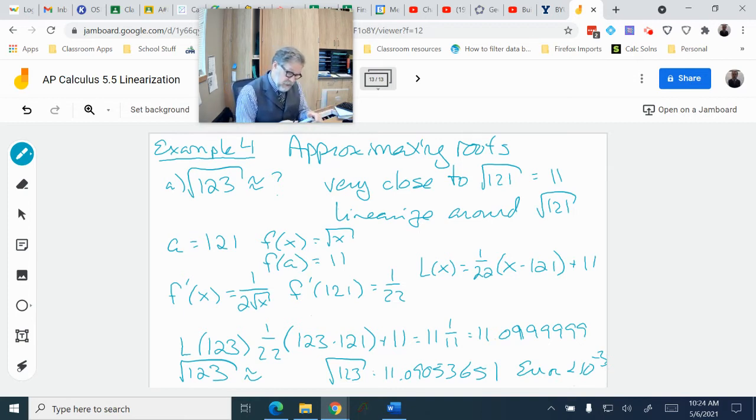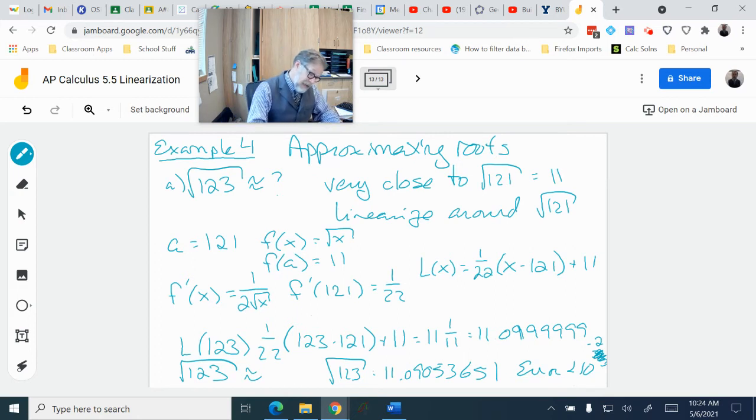Let's do an actual quick calculation. Absolute value of 11.09, and I'm just going to type in a bunch of 9s, minus 11.09053651. I get 0.009, which is less than 10 to the negative 2. Either I read the book wrong or the book is wrong.